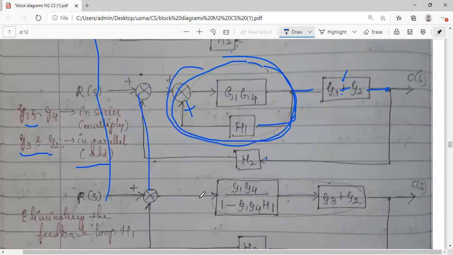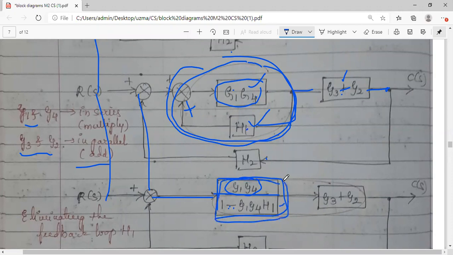The feedback loop is replaced by a single block, and in the single block I have to write the transfer function. What is the transfer function? Numerator is the forward path gain, divided by 1 minus, because it is a positive feedback loop, so I have taken negative. 1 minus forward path gain into feedback path gain, G1, G4, H1. So this is your transfer function, one single block.